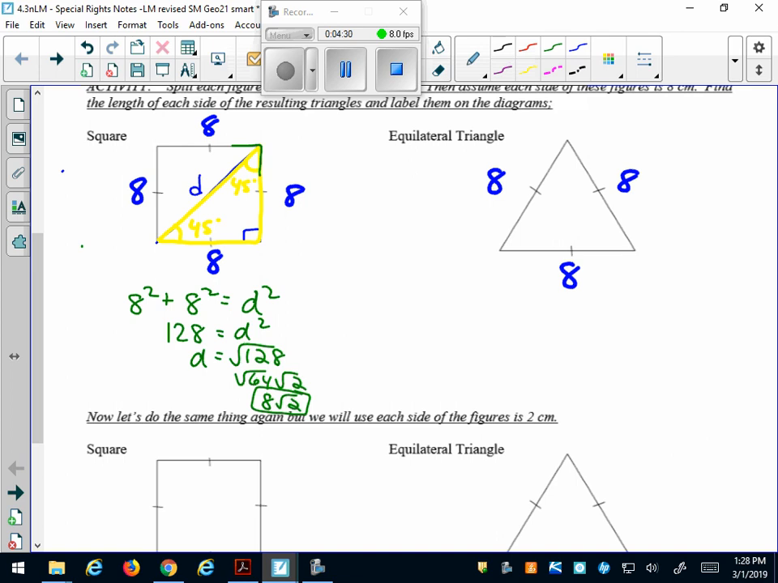Now, could you have used 4? Sure. But it would have just taken you longer to get to this answer. But you still should come out with 8 root 2 as the length of D.